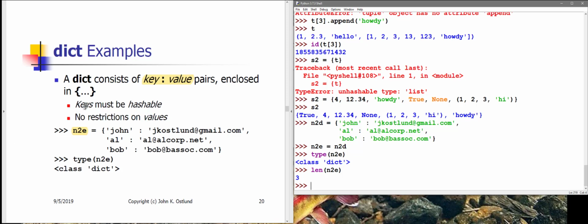What is required is that each key has to be a hashable thing. And the keys also have to be unique. That is, the string John is hashable. It's also unique among the keys in this dictionary. I don't have multiple things with a key of John. There's no restriction whatsoever on the values associated with the keys. The values don't need to be hashable. The values don't need to be unique. The values can be lists, tuples, ints, floats, bools, none, whatever.